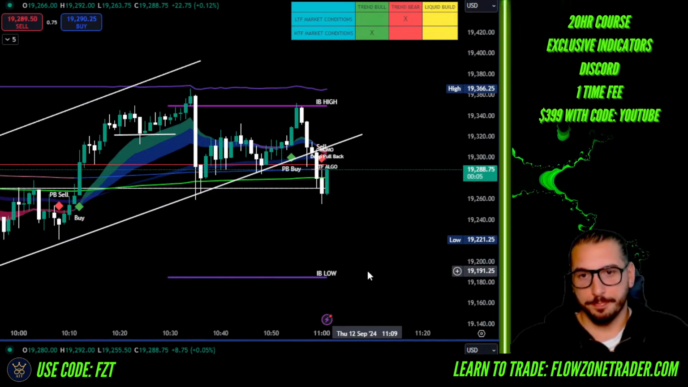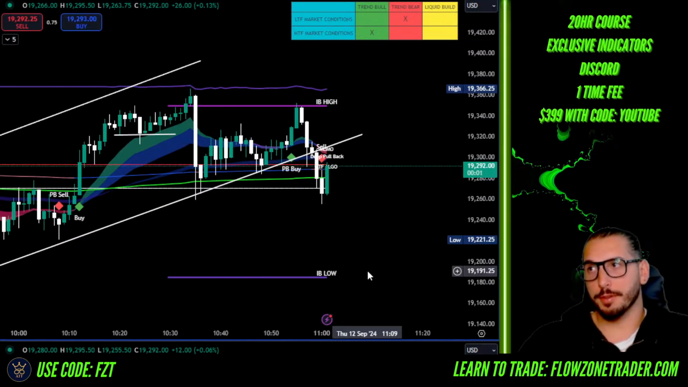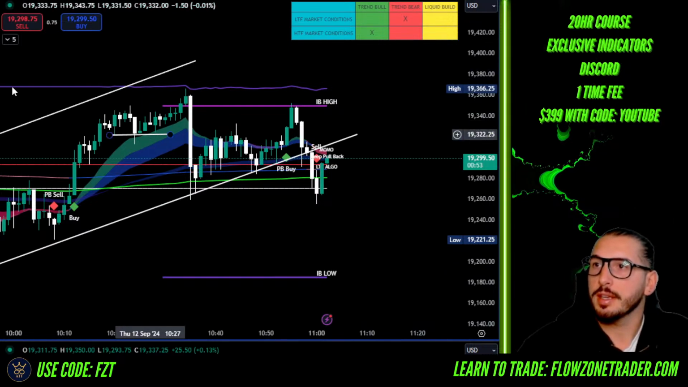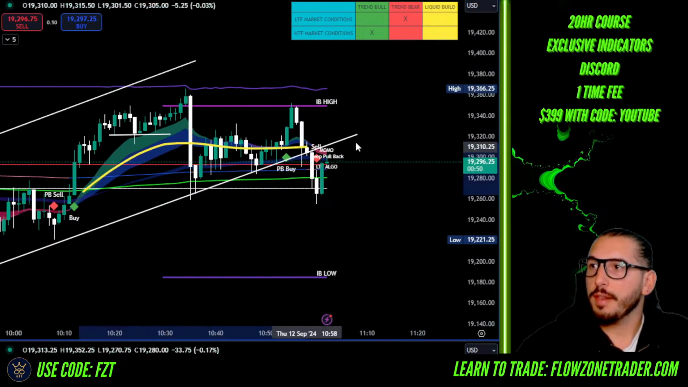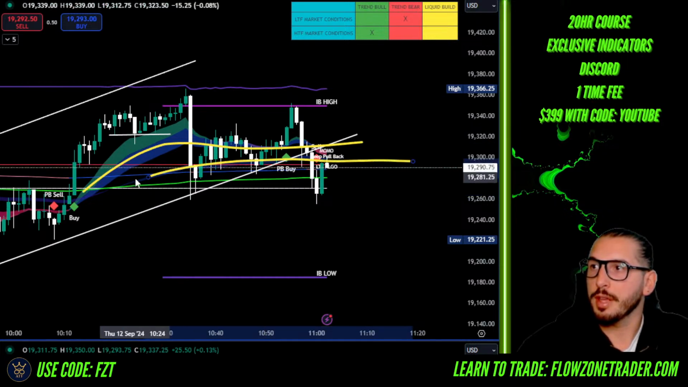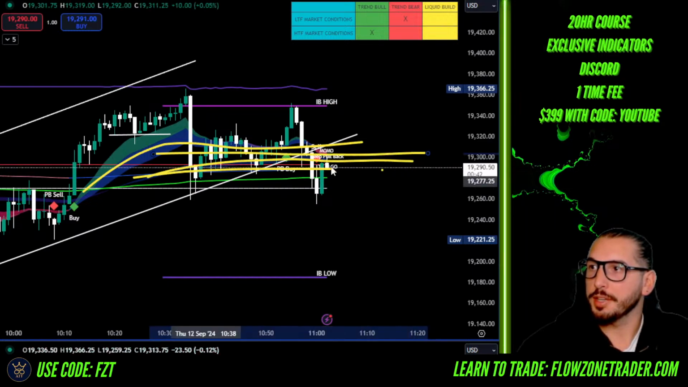Practice patience. If you're a range trader, by all means, take these. If you love trading initial balances, by all means, take the trades that you are good at. I'm not telling you not to trade, but what I'm telling you is flow zones are flat. There's your momentum flow zone. There's your higher time frame flow zone. There's your lower time frame algo. There's your VWAP.